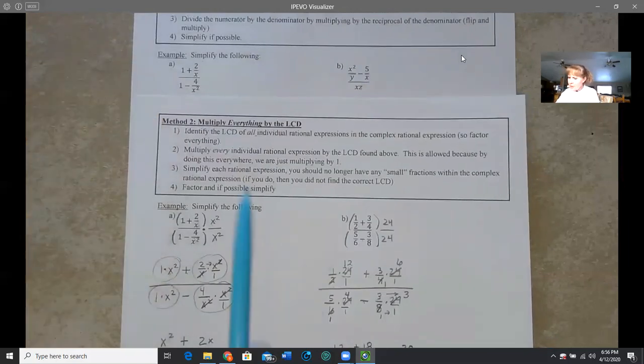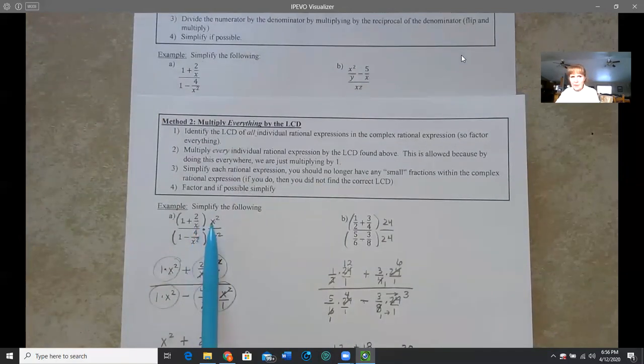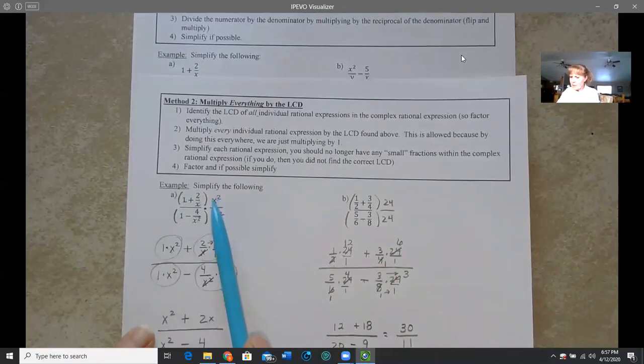So when we first started out, we multiplied everything by the least common denominator. And then I multiplied it all out individually. Now you don't have to write it out like this if you don't want to. You could just say, okay, x squared times 1 is x squared down here. X squared times 2 over x, the x cancels, and it leaves you with one of the x's times 2, okay?